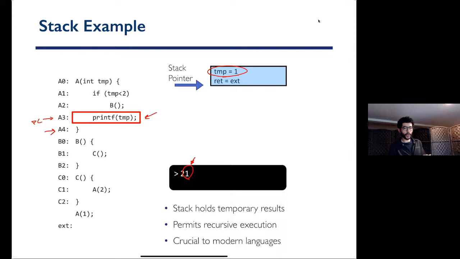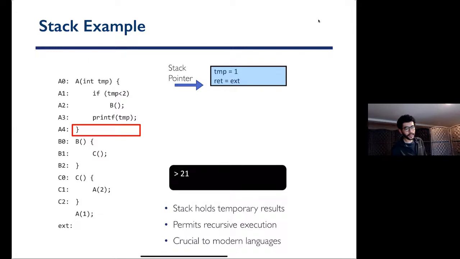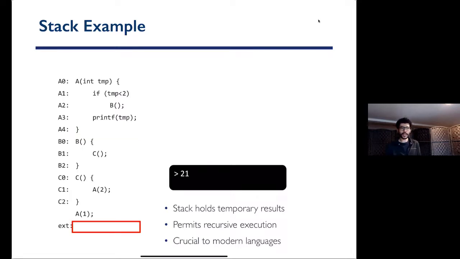OK, so A4 is now a return. So we again look at the stack. What do we have on the stack? We have our return address, which is exit. So we go to exit. So hopefully this example kind of shows how the stack grows and shrinks as we execute our programs.